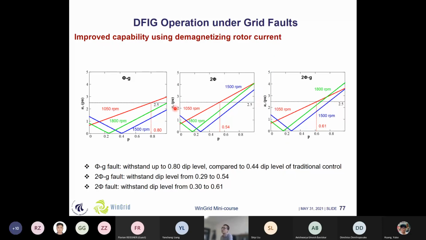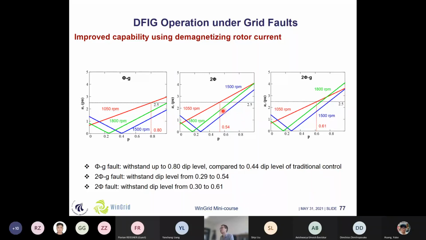So if we still try to use this 2 per unit demagnetizing current, we can see that the fault ride-through capabilities will be much more improved if we use this demagnetizing control. For example, in case of single phase faults, we can see that the DFIG can ride through up to 0.8 dip levels, while previously it was only like 0.44 in this case.